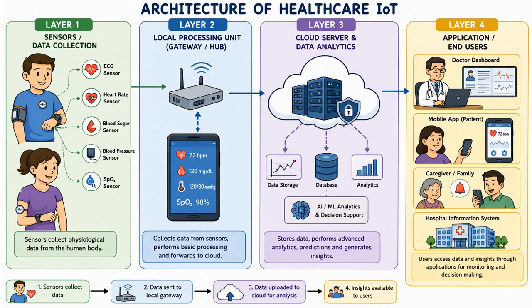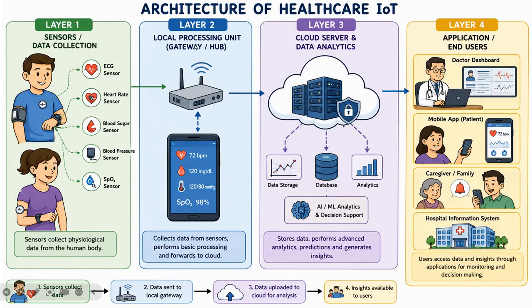Then you have ECG signals, blood pressure, blood sugar level, body temperature, and the blood oxygen level, that is the SpO2. Now the primary purpose of this layer is to collect the real-time physiological data from the human body. Since the sensors are wearable and lightweight, they allow continuous monitoring without disturbing the patient's daily activities.